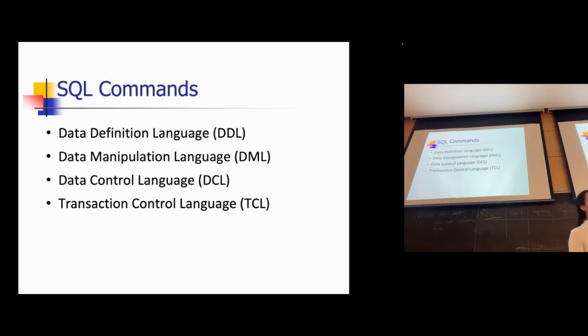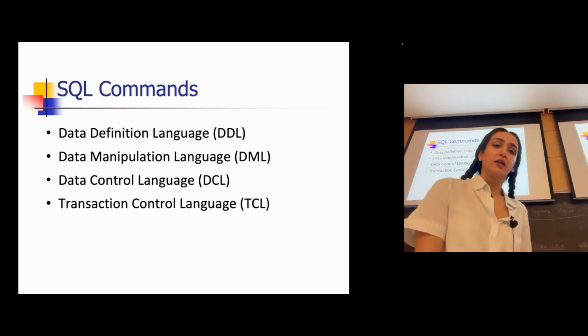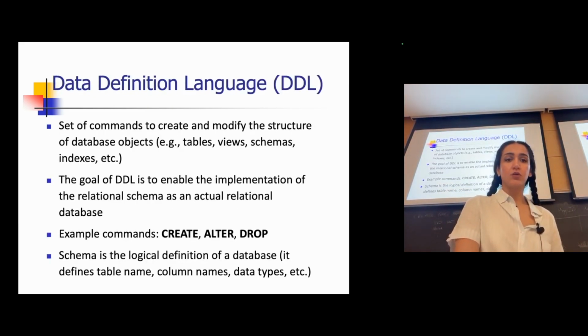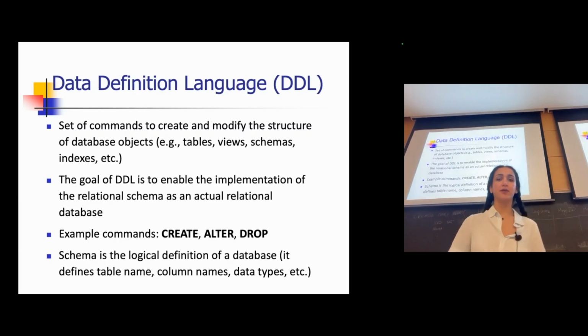If, for example, you want to change the structure of the table, you use the alter command, whereas if you want to change or update data in your table, then you use an update command. So these are just different things. And I just explained the set of commands to create and modify the structure of the database, right?